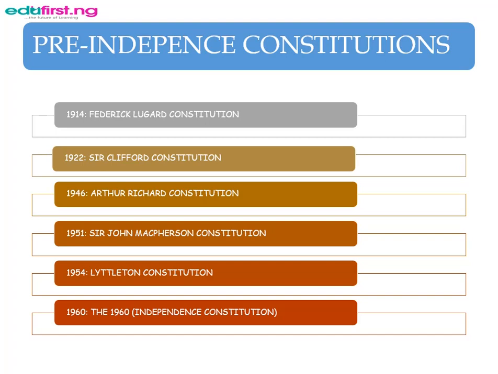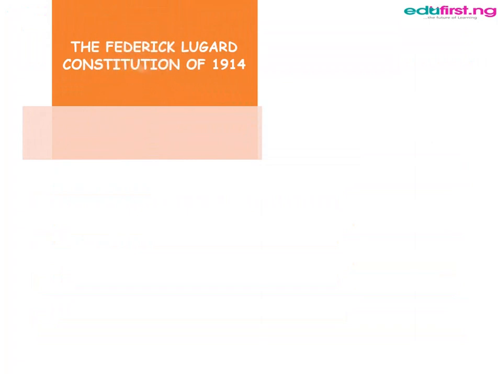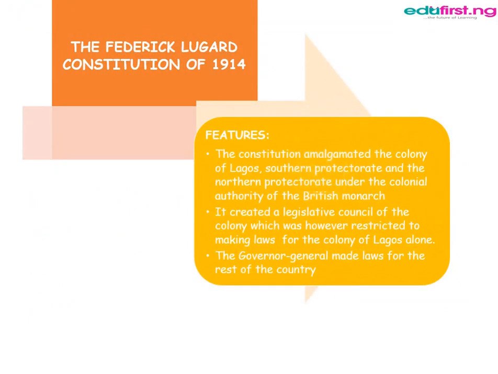The Sir Frederick Lugard Constitution of 1914 was noted for amalgamating the colony of Lagos, the Southern Protectorate, and the Northern Protectorate. Before the constitution came, Nigeria was actually fragmented. Nigeria was not Nigeria as we know it today. All we had was the Northern Protectorate, the Southern Protectorate, and the colony of Lagos. But the constitution of Frederick Lugard amalgamated the country using the instruments of the constitution.